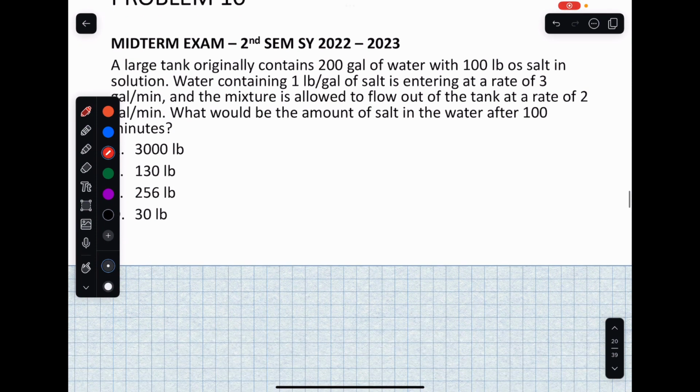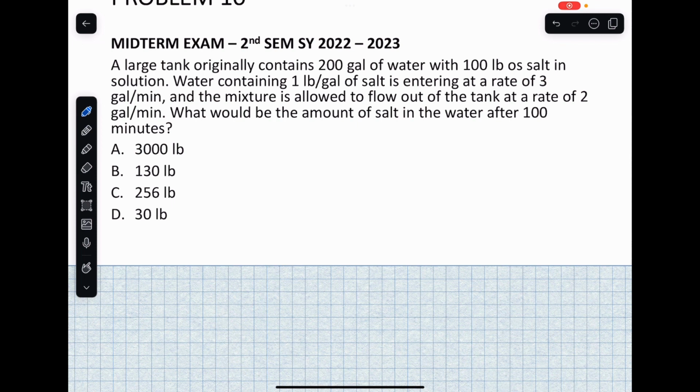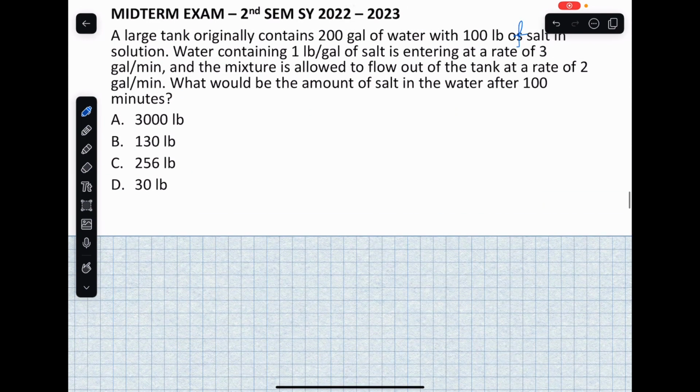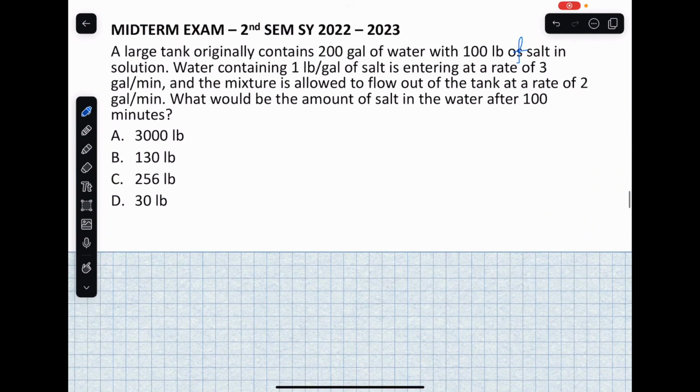So we have another mixture problem, which this time is a midterm exam problem from last year. A large tank originally contains 200 gallons of water with 100 pounds of salt in solution. Water containing 1 pound per gallon of salt is entering at a rate of 3 gallons per minute, and the mixture is allowed to flow out of the tank at the rate of 2 gallons per minute. What would be the amount of salt in the water after 100 minutes? I'm just going to draw it here.